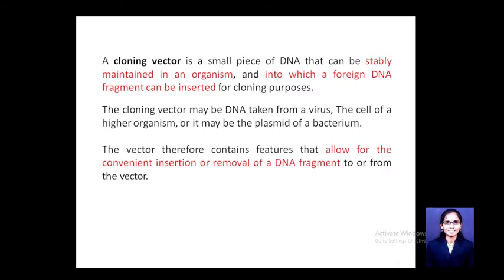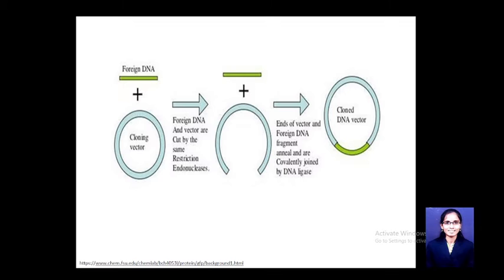And so the cloning vector can be derived from a virus, it can be derived from the plasmid of bacteria, and nowadays genetic engineers have synthesized such vectors in an artificial way. Due to these cloning vectors, it is now very easy to transfer any gene from any organism into a specific host cell. Now, how does it take place at the genetic engineering level?